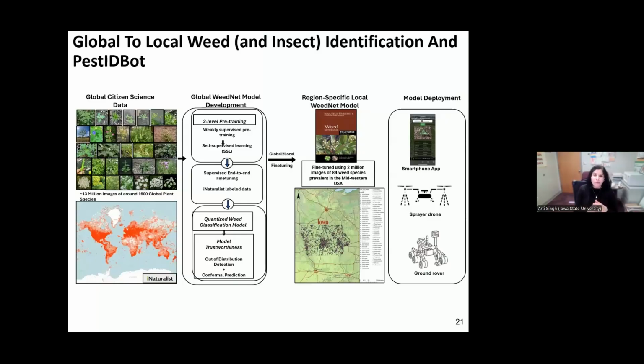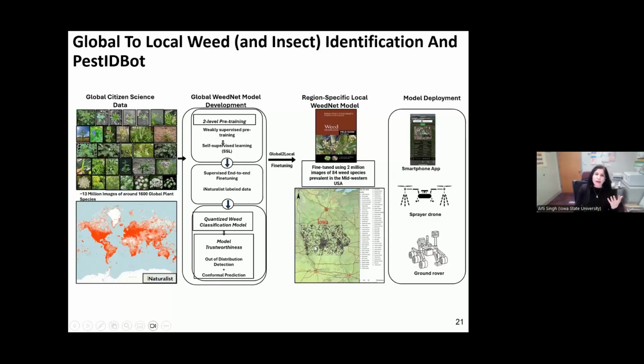So now the question is, this is very good that we have created these apps, which are like a global app that has been trained on millions and millions of images, and it can identify insects and weeds which are present globally. Because 4,000 insects are not all present in the Midwest. If you see our Iowa State manual, it lists around 50 to 60 insects which are relevant to the Midwest. And if we look at our ID manual, it lists around 84 weed species.